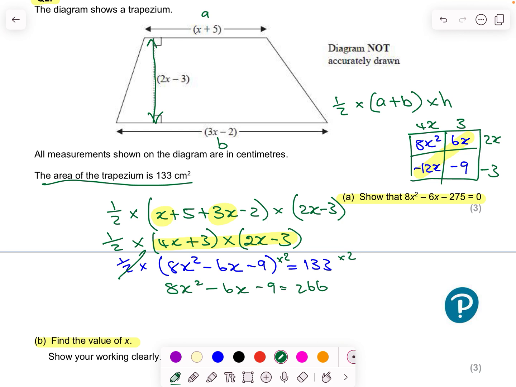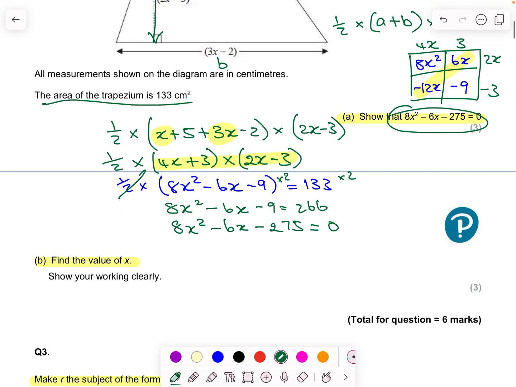Bring it all over on one side. So I'm going to subtract 266 from both sides. And I get that 8x squared minus 6x minus 275 equals 0. And that's exactly what they wanted us to show. So we've got that. So that's fine. So that's the first bit. That was 3 marks. And then they want you to find the value of x.